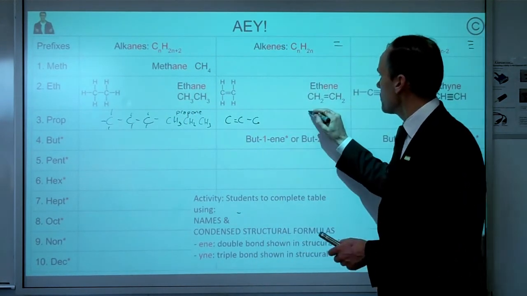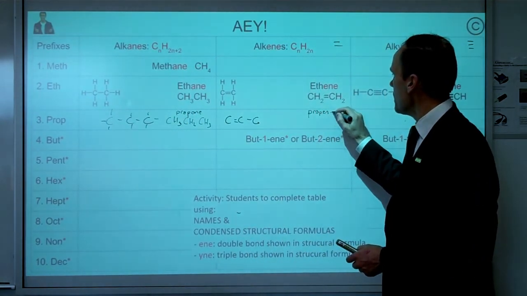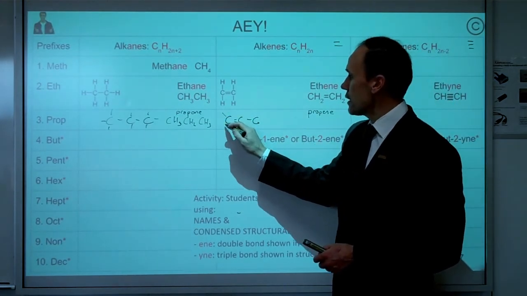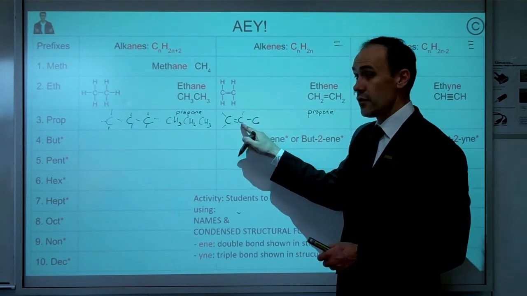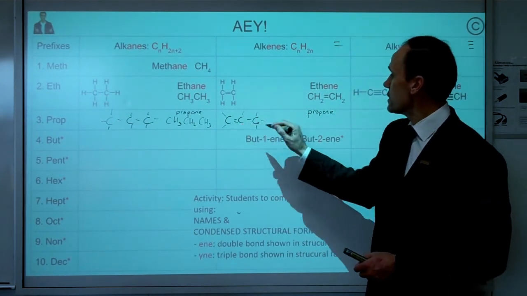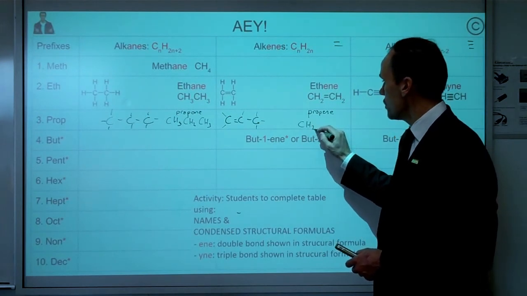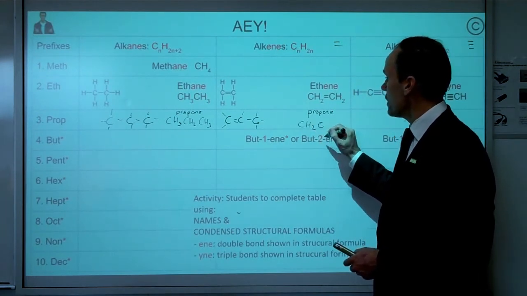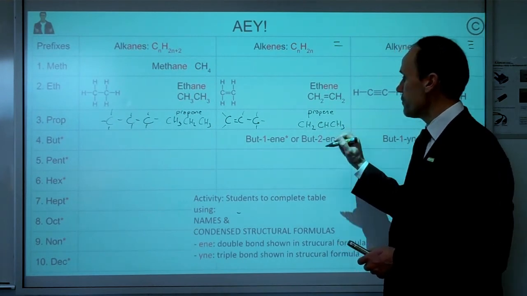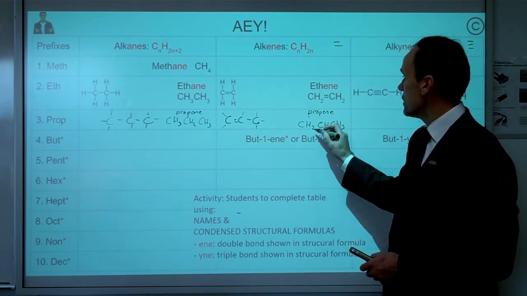This one here is propene, and it has three carbons, but there's a double bond. That can only have 2 coming off it. That can only have 1 coming off it. That can have 3 coming off it. So it has CH2, one CH hanging off that, CH3. Where's the double bond? There.